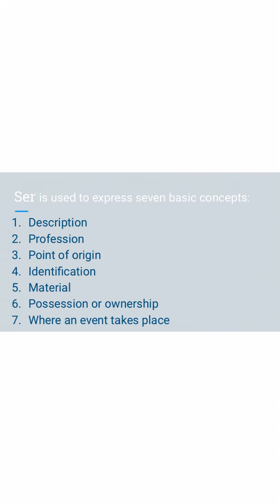All right, moving along. So, in estar, we learned 4 different ways or times in which to choose that verb, and ser is giving us 7, right? We're going to talk about each one of these, the first of which is description, profession, point of origin, identification, material, possession or ownership, and then where an event takes place. So in all caps, somewhere in your notes, I need you to write that ser is considered our more permanent verb. It is used for our permanent things, or more permanent.